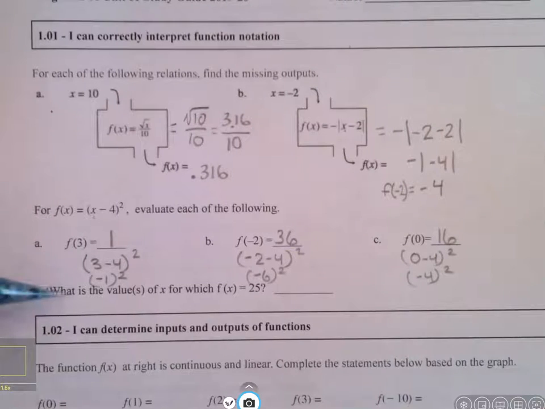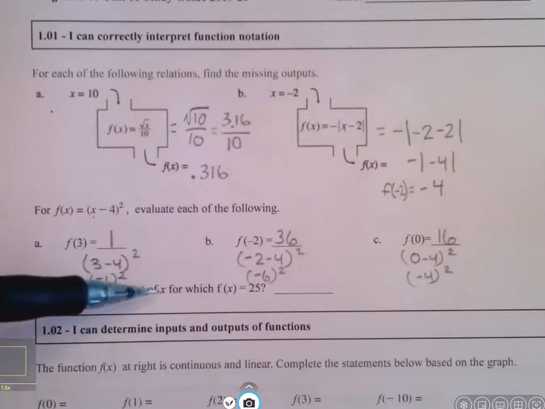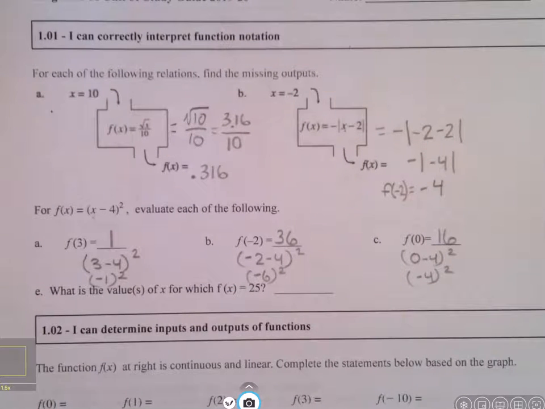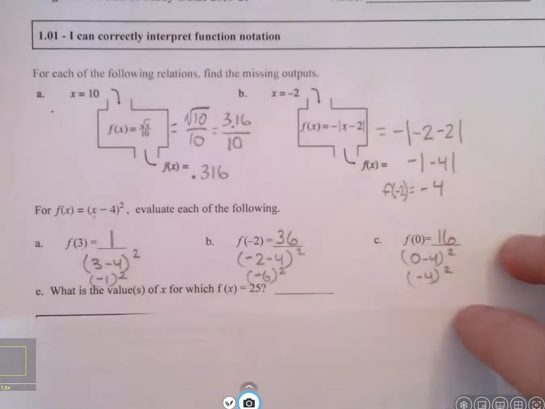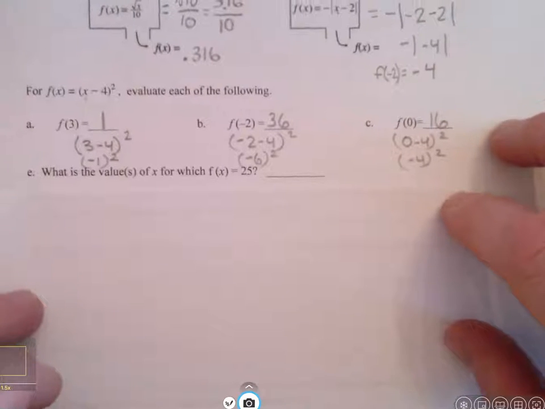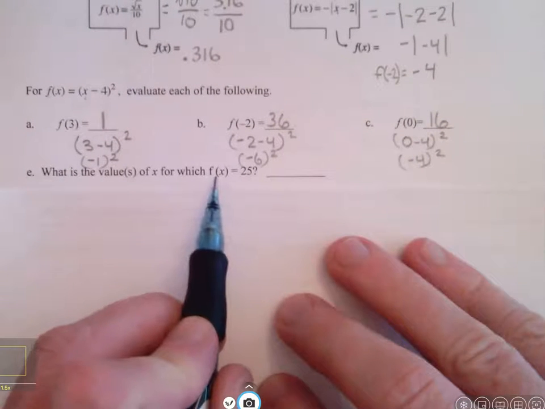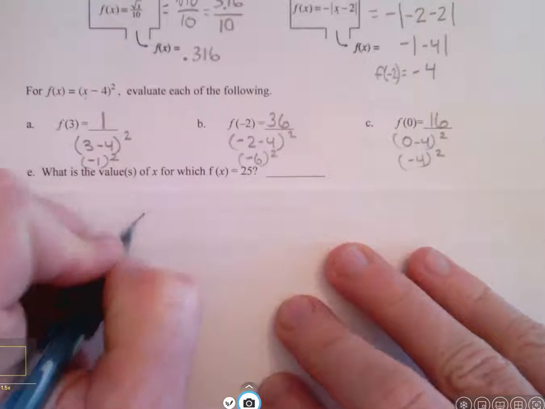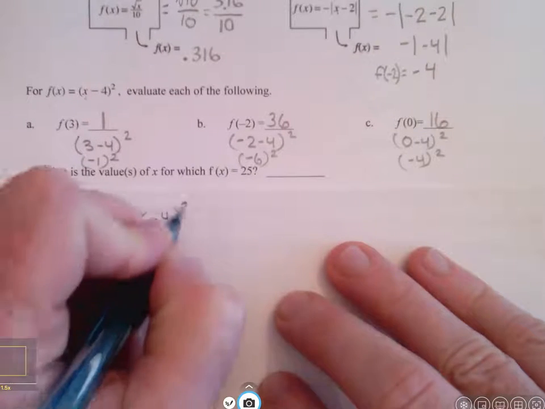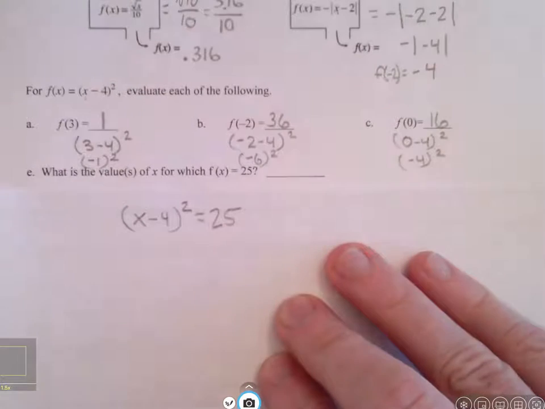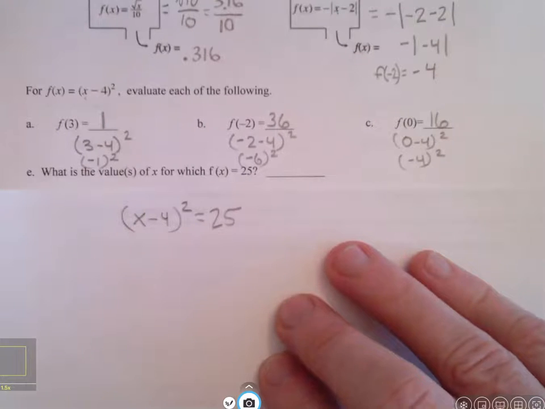It says, what is the value of x for which f of x equals 25? Okay, I'm going to do this one on a separate piece of paper so we have some room. So I need to take the function. When the function equals 25, what are the values for x? So x minus 4 squared is the function. When that equals 25, what is x?